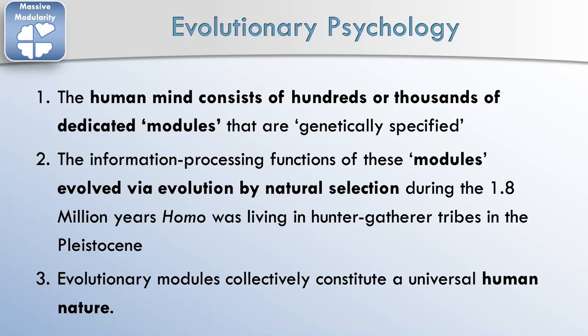Evolutionary psychology has a couple of core beliefs, core agreements that evolutionary psychologists accept. The first is that the human mind consists of hundreds or thousands of dedicated modules that are genetically specified. What we mean by modules here, I'm going to clarify in a little bit. It's not quite the same sort of thing that we meant in Fodor's case. It just means processes.